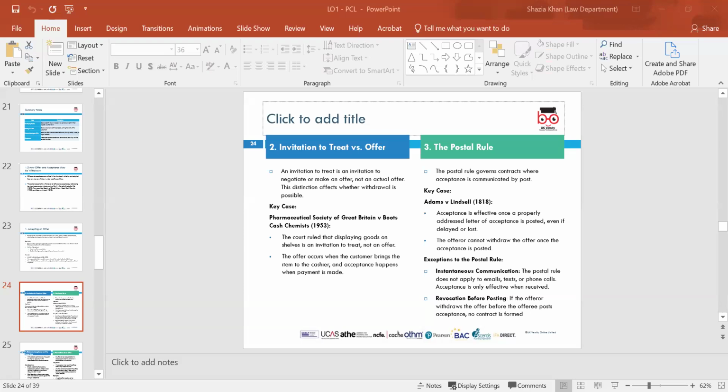The important case in regards to that is the case of Pharmaceutical Society of Great Britain v Boots, 1953, which looked at the element of invitation to treat and the element of an offer, and identified the difference between them. The next one is looking at the postal rules and why they are so important in regards to contract law.